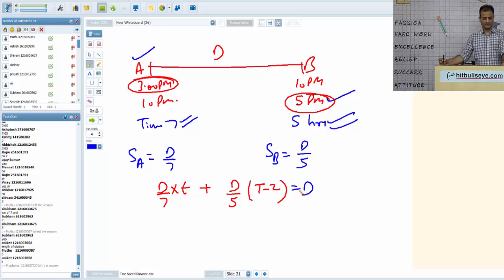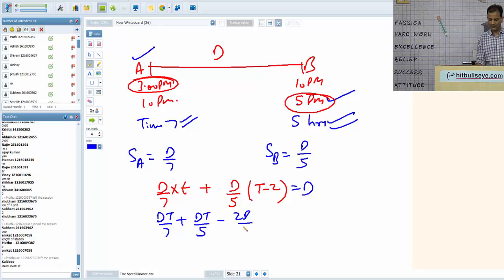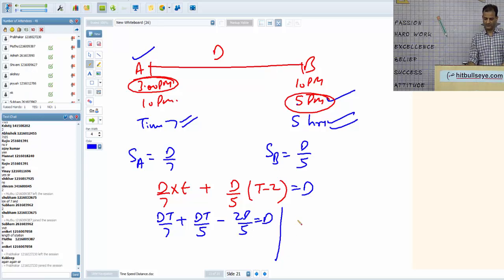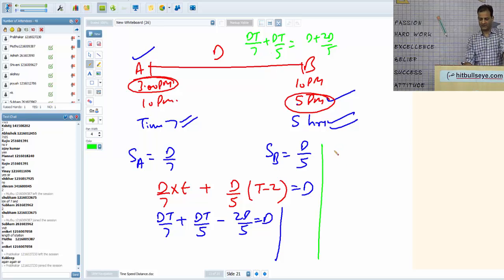When they meet, friends, the distance covered will be equal to D, and you have to solve this equation: DT by 7 plus DT by 5 minus 2D by 5 equal to D. After that, you will make DT by 7 plus DT by 5 equal to D plus 2D by 5. It will be 5DT plus 7DT, so 12DT by 35 is equal to 7D by 5. D will be cancelled, so T will be equal to 7 by 5 into 35 over 12.